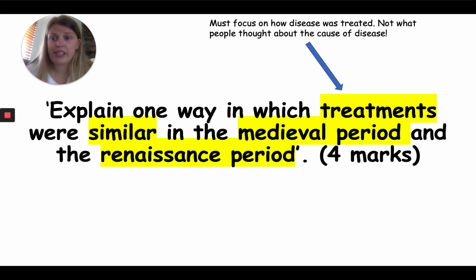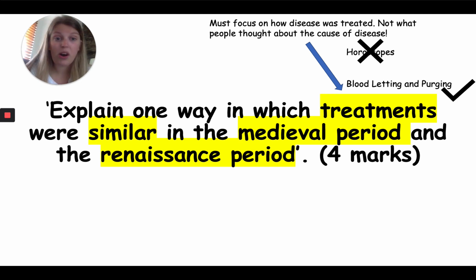Quite a few of you didn't focus on treatments, and if this was an exam answer, you'd lose marks because you're not addressing the focus of the question, you're not answering the question. So that means that we say no to horoscopes and yes to something like bloodletting and purging, because horoscopes is a belief about the cause of disease. Bloodletting and purging is an actual treatment. So please, please, please do not talk about the cause of disease when they're asking you about treatments.